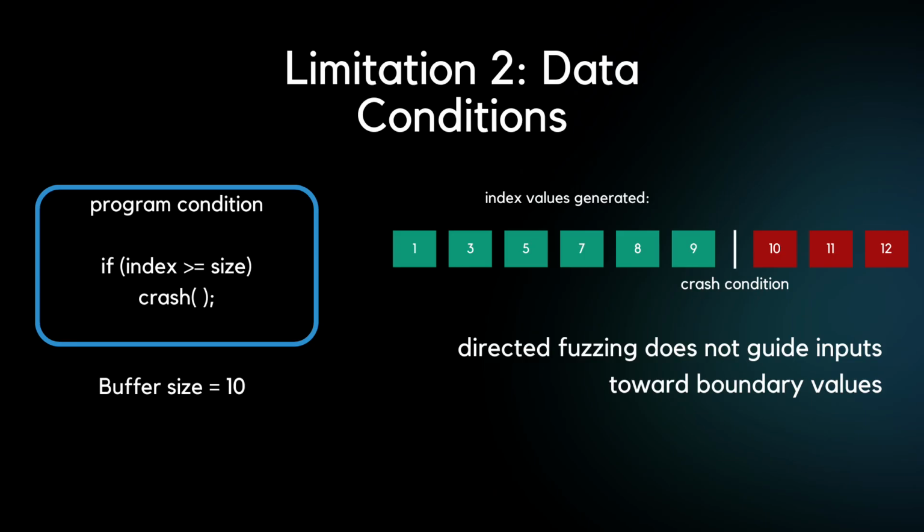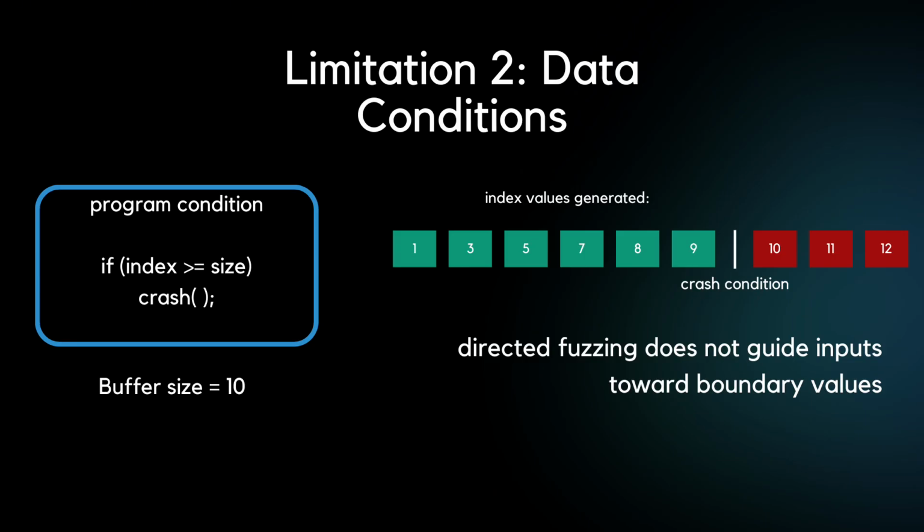However, random mutations may generate values like 1, 3, 5, 7, 8, or 9, and these values reach the code, but they never actually satisfy the crash condition of being 10 or greater. So therefore, the bug is never triggered. Directed fuzzing does not explicitly guide inputs towards those boundary values, which means that many crashes remain difficult to reproduce.